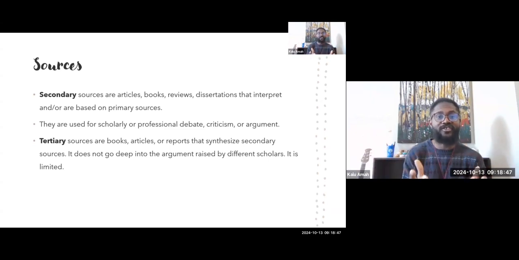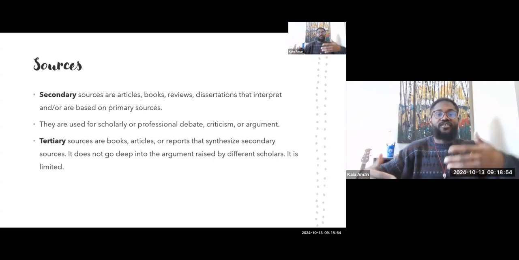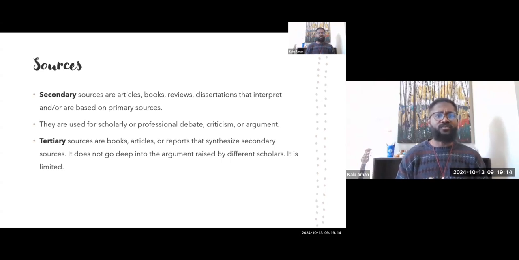So what a tertiary source does is that someone, maybe a scholar, comes up and tries to synthesize what Chinwe had written and what Emeagwali had written and what Charles Nnolim had written, a brief report about it. So what that scholar is writing serves as a tertiary source. But mind you, we always advise, not that I'm trying to scare you away from using tertiary sources, but it's always limited, because it does not go deep into the argument raised by different scholars.